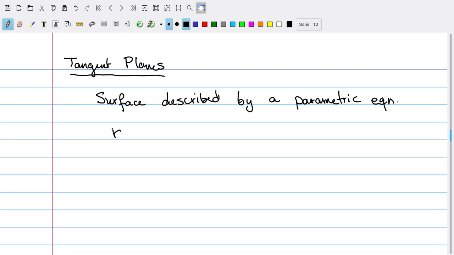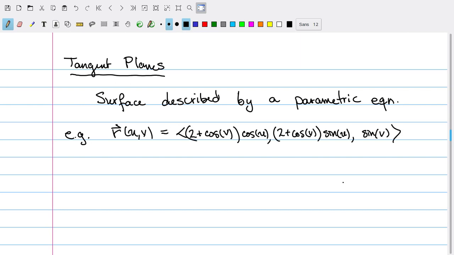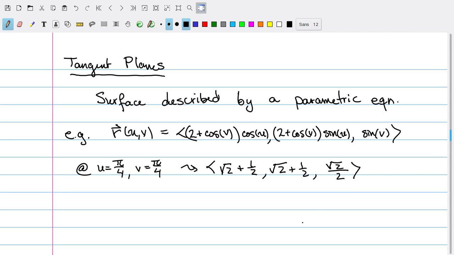For example, r of uv equals 2 plus cosine v times cosine u, 2 plus cosine v times sine of u, and sine of v. And I could notice that if I plug in u equals pi over 4 and v equals pi over 4, I end up with the point the square root of 2 plus 1 half, the square root of 2 plus 1 half, the square root of 2 over 2. So this is some point on whatever surface this parametric equation is describing.